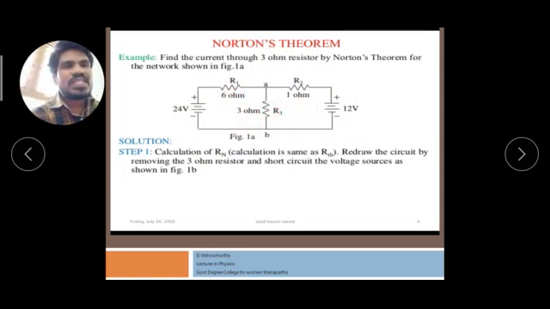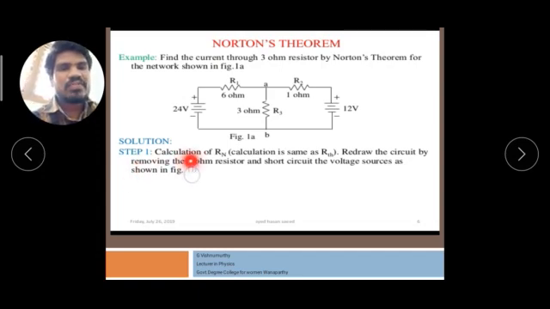That's why this network is called a complex network. Then we will convert this complex network into Norton's network. These 3 resistances are replaced with only 1 resistance, called the Norton resistance, and the 2 voltage sources are replaced with only a current source, called the Norton current source. So how do we convert this complex network into Norton's network?